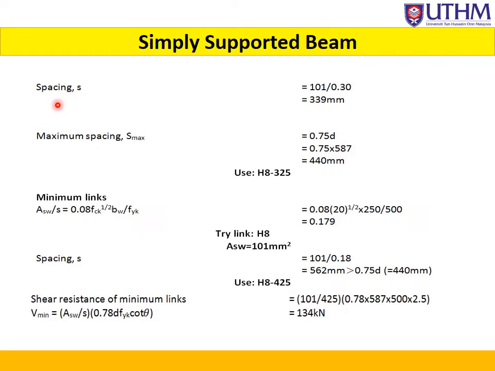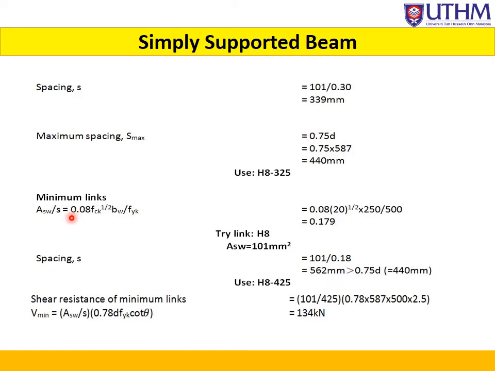From ASW over S, we get our spacing 339. We compare our spacing with the maximum spacing using 0.75D, and we get 440. This is the limit, so 339 spacing is okay. On site, to arrange the link at 339 is difficult. We can use 335. We also can use H8330 or 340 as long as it does not go beyond S max.